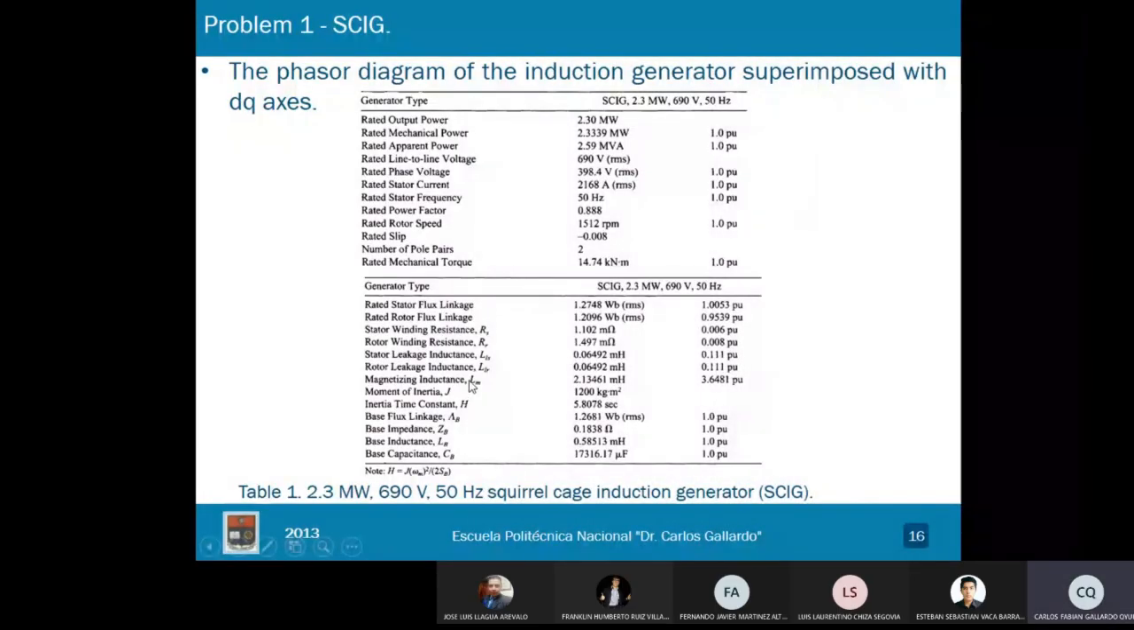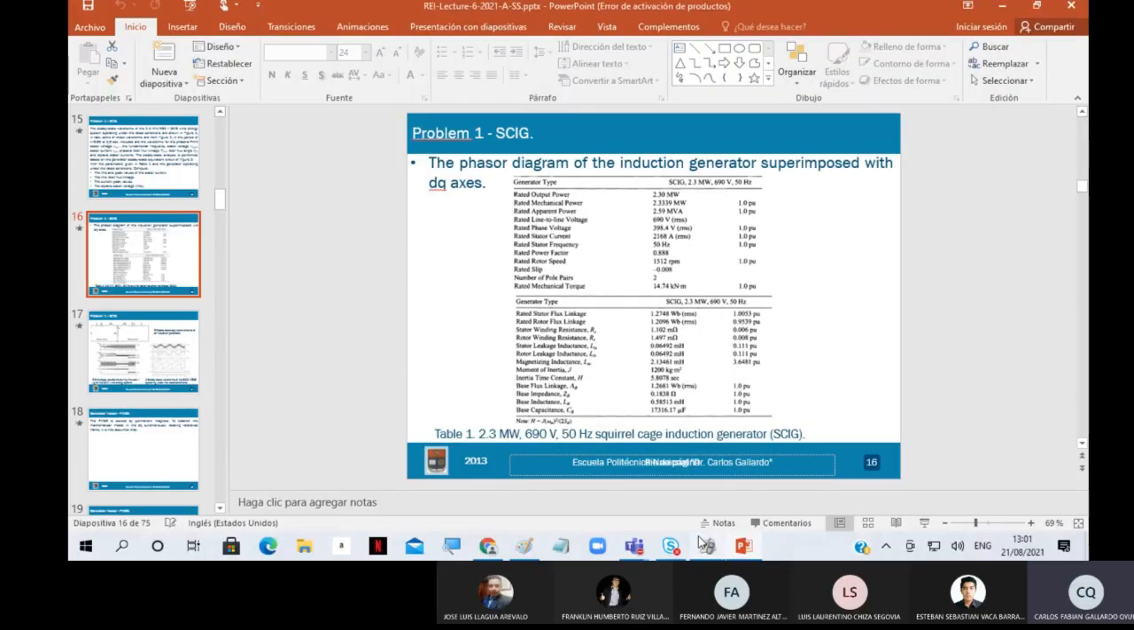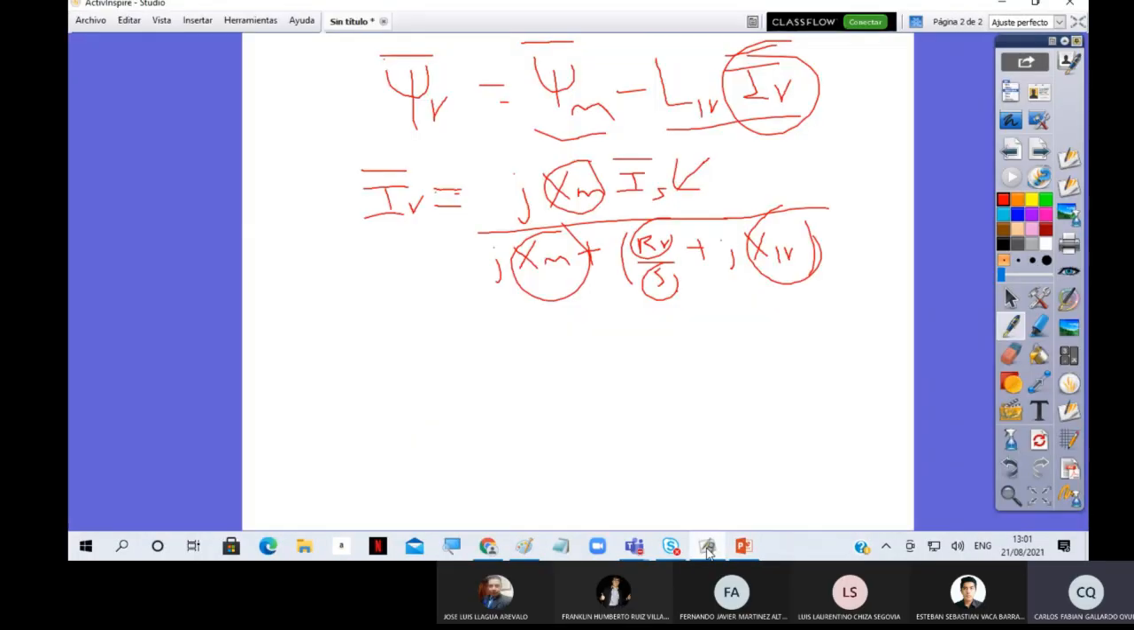Here is what I need: the rotor winding resistance is this value, the magnetizing inductance is this value, and besides I need the leakage inductance of the rotor. So I will have these values. Substituting these values in this equation, we get the rotor current.